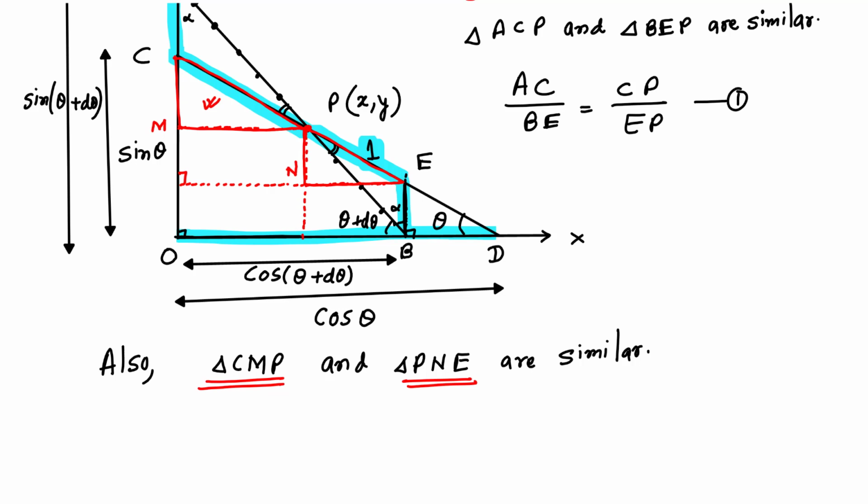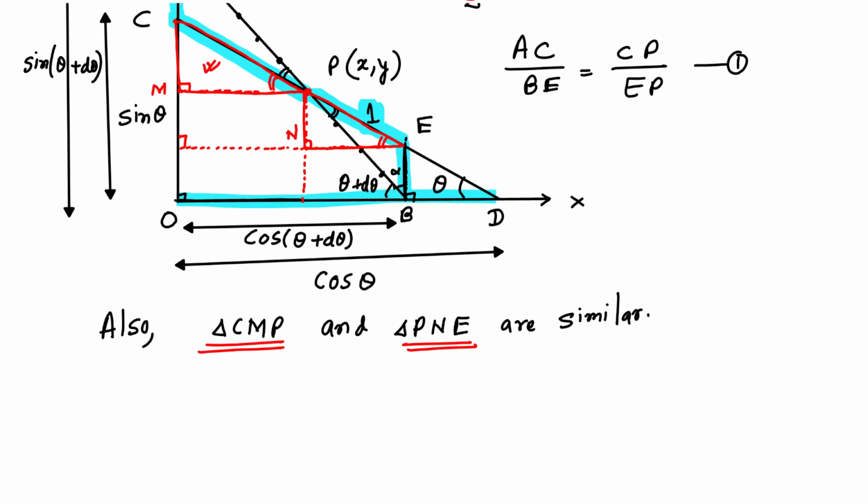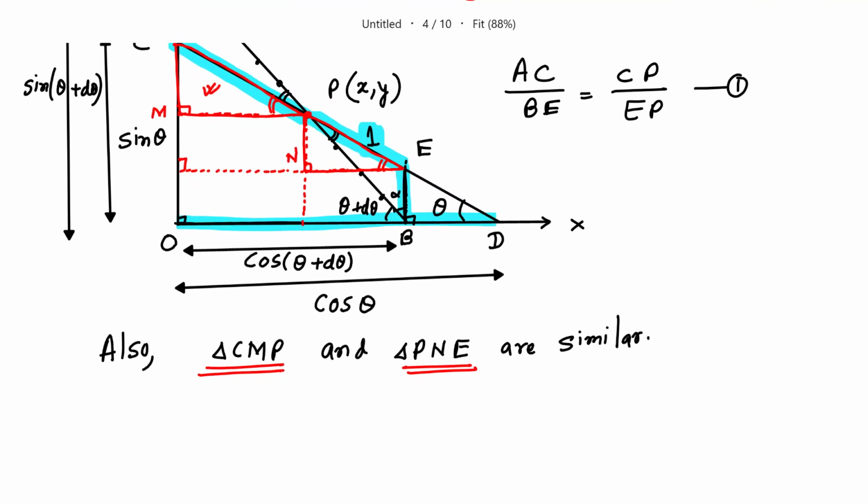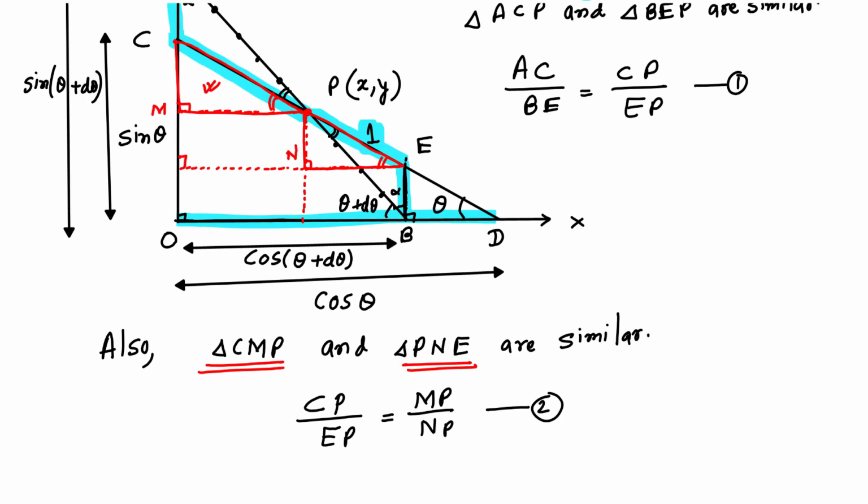You can verify yourself, because this angle will be equal to this angle, and this angle is 90 degrees, this angle is 90 degrees. So in this triangle, these two are similar, so we can again write CP divided by EP is equal to MP divided by NP. So that is CP divided by EP. This is your CP, this length is CP, and this is your EP. So CP divided by EP is equal to MP, that is this length, divided by NE. So this will be NE, not NP. So this is NE.